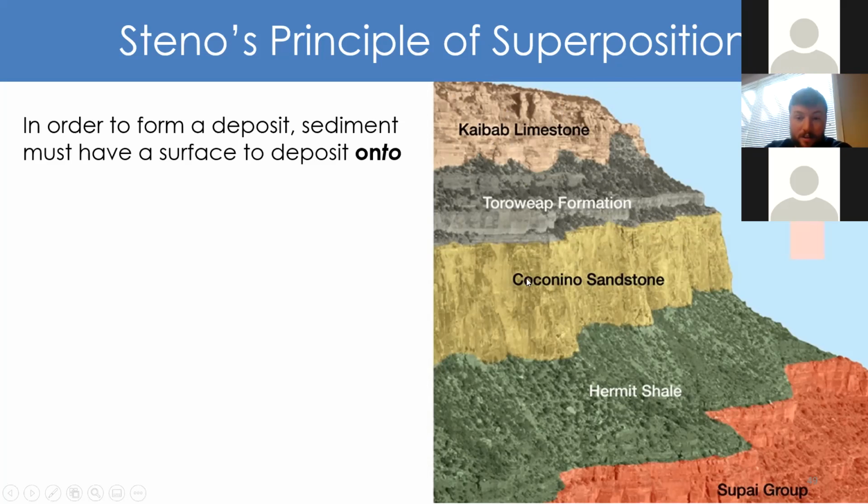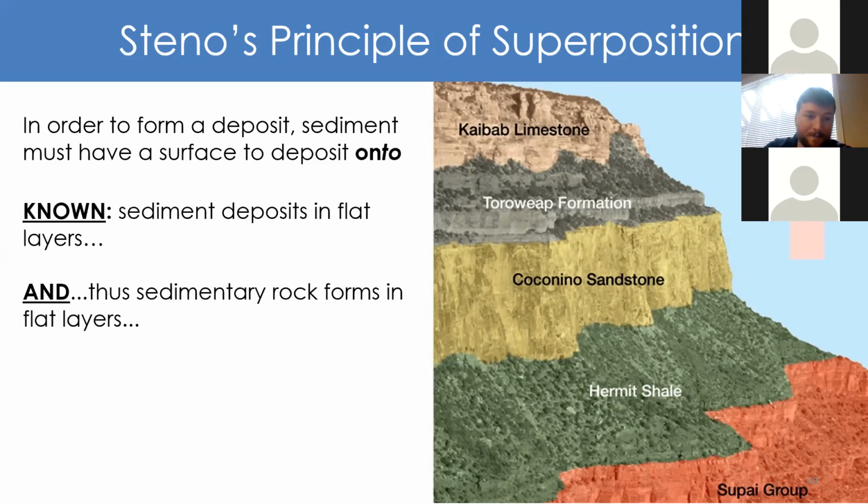Same thing with the Coconino sandstone and the Toroweap formation. Coconino had to be lithified and stable for the Toroweap to deposit on top of it, and so on and so forth. So as you can imagine, everything below whatever formation is older than the formation above it. So the Supai group here at the bottom has to be the oldest that we can see on the surface. The Kaibab limestone has to be the youngest because everything below it had to be formed before it could be deposited.